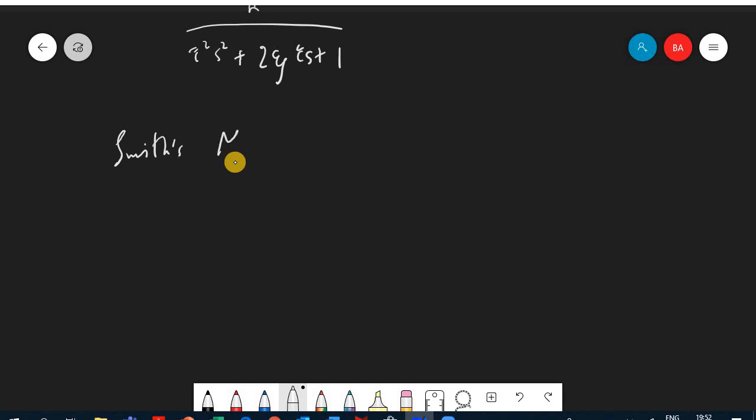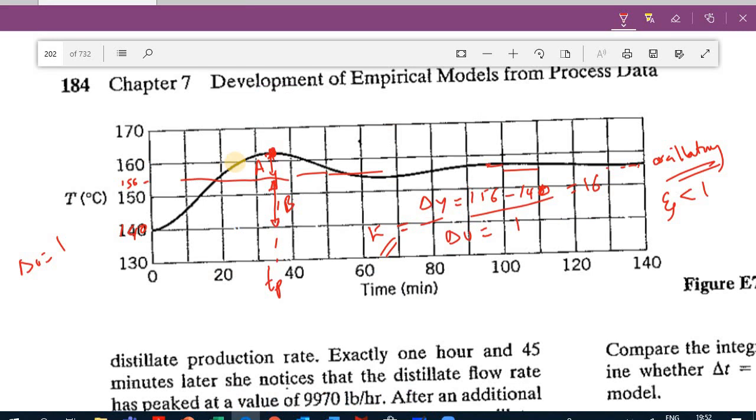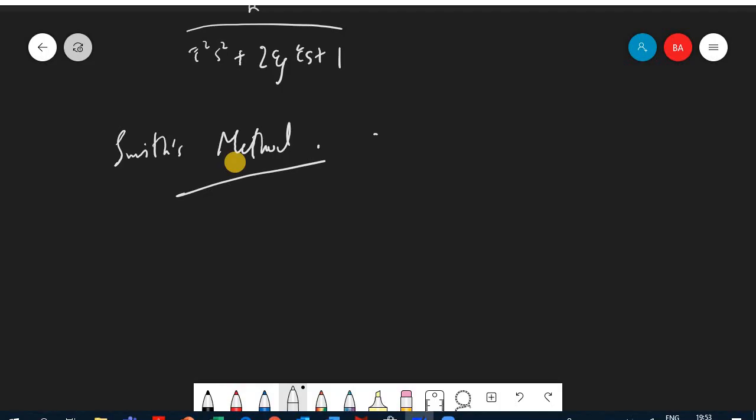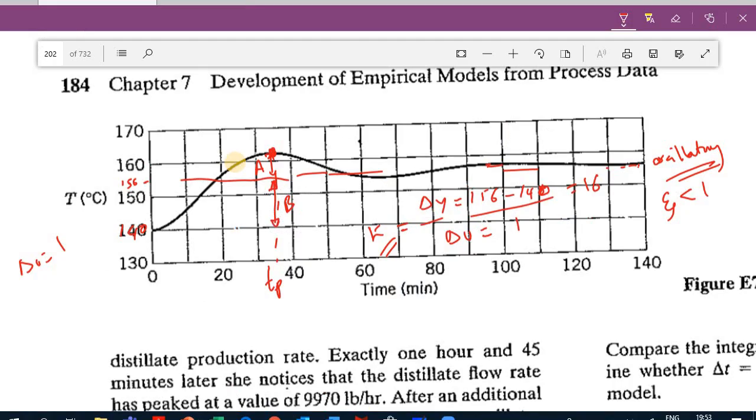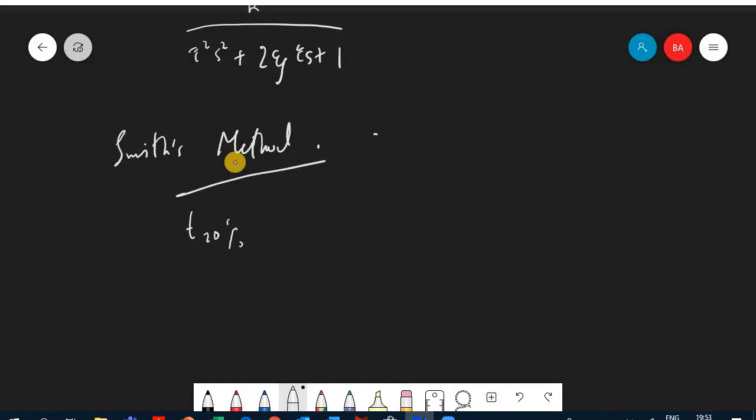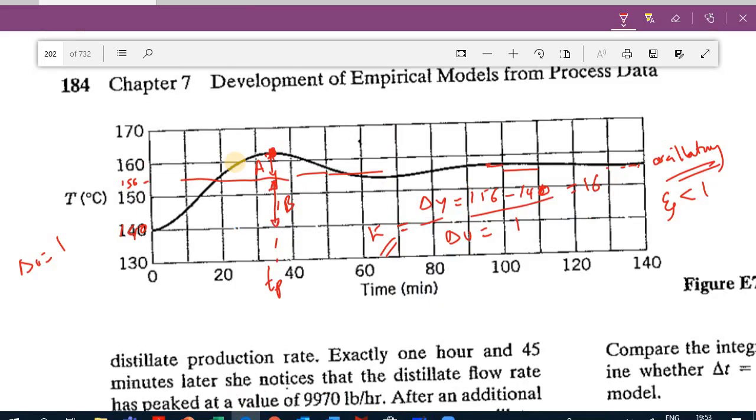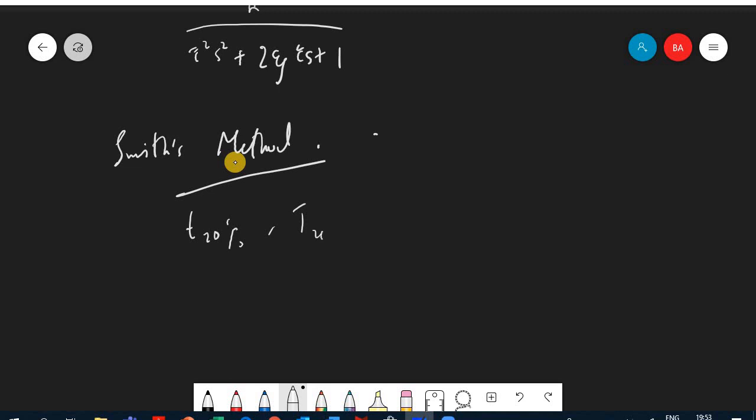So let me see the Smith method. Looking at the Smith method, the T20 is between 140 and 161.5. If you calculate this, what I'm trying to find out here is, I have the numbers 161.5 minus 140, so I need to find the T60 and T of 20%.